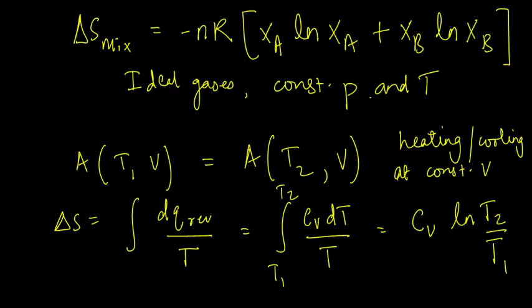Right. So this is one of the equations that should maybe be memorized. Cv log T2 by T1. Okay. So in this case, delta S would be positive if T2 is large, right? That means I'm pumping heat into the system.